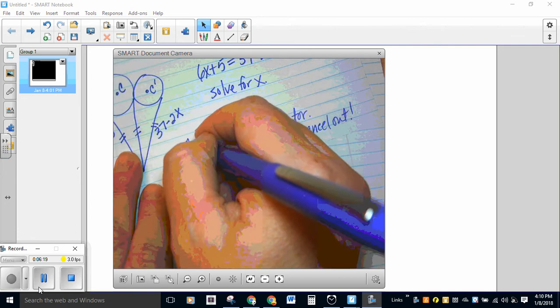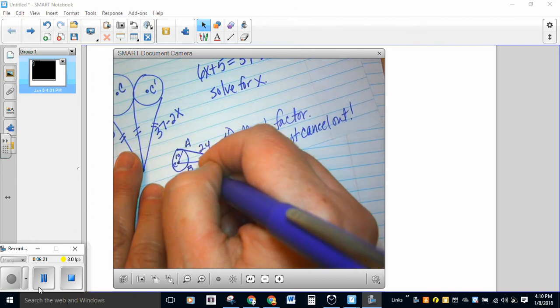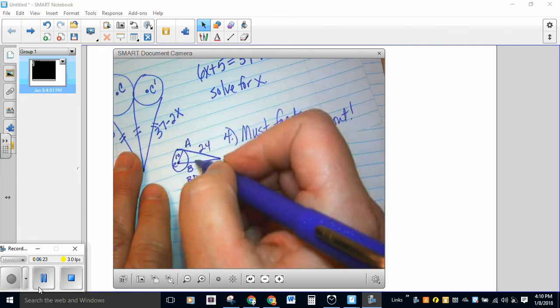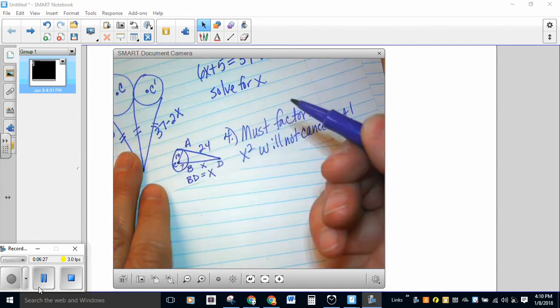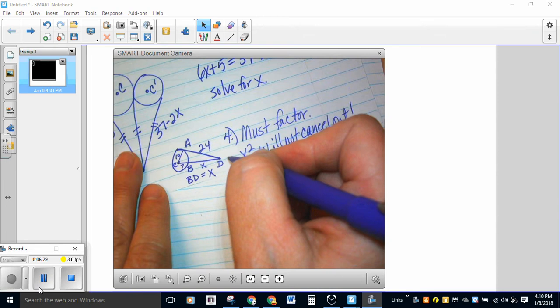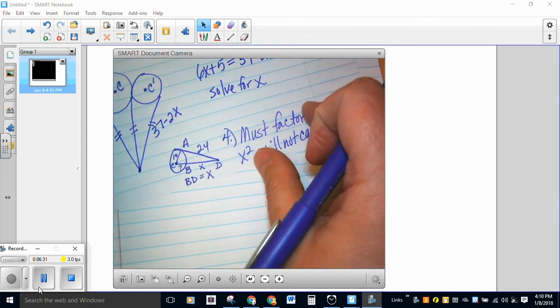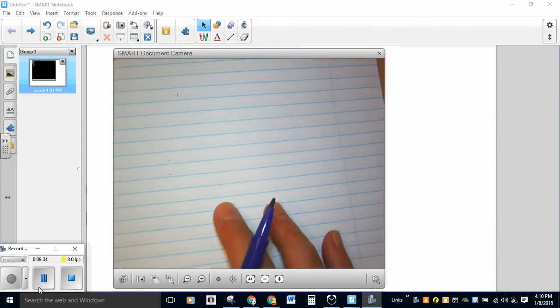And what I said underneath it was that BD is equal to X. So that means from point B to point D is X. But you also got to know what CB is in order to get the length of CD. That's another little hint there for you. Okay, for number 5 and number 6.